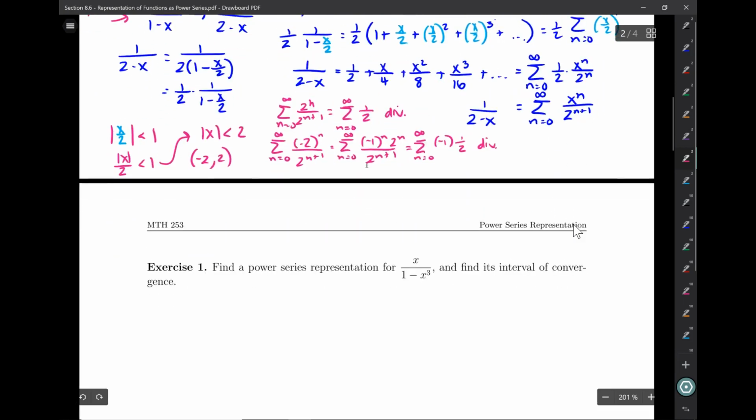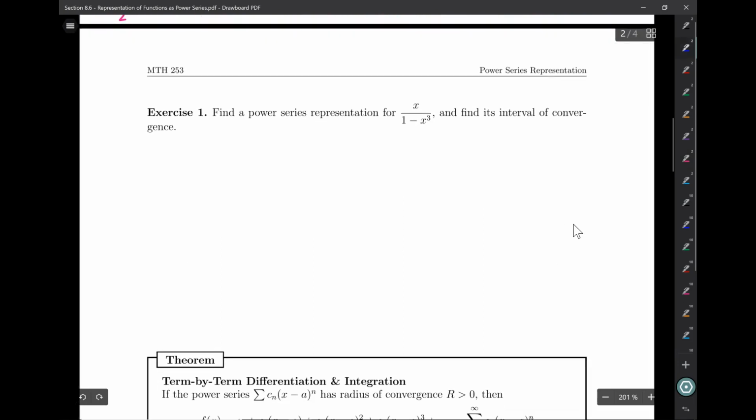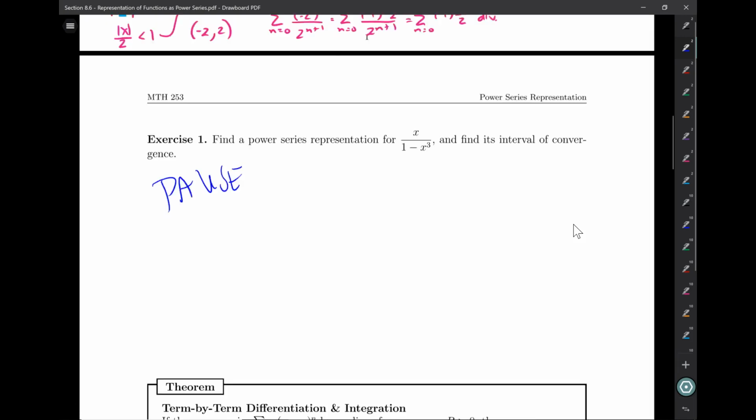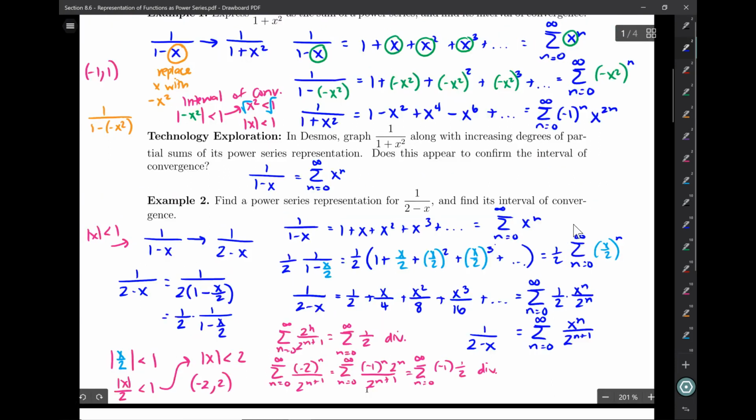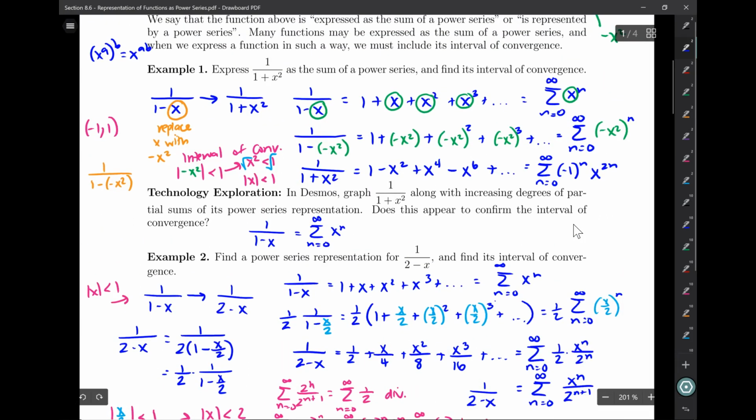Okay, I have one for you to try now. So go ahead and pause the video. I'd like you to try to find a power series representation for x divided by 1 minus x cubed. Before you do it, I'm going to give you a little bit of a hint. It's going to use the kind of situation that we did in example 1 and in example 2.